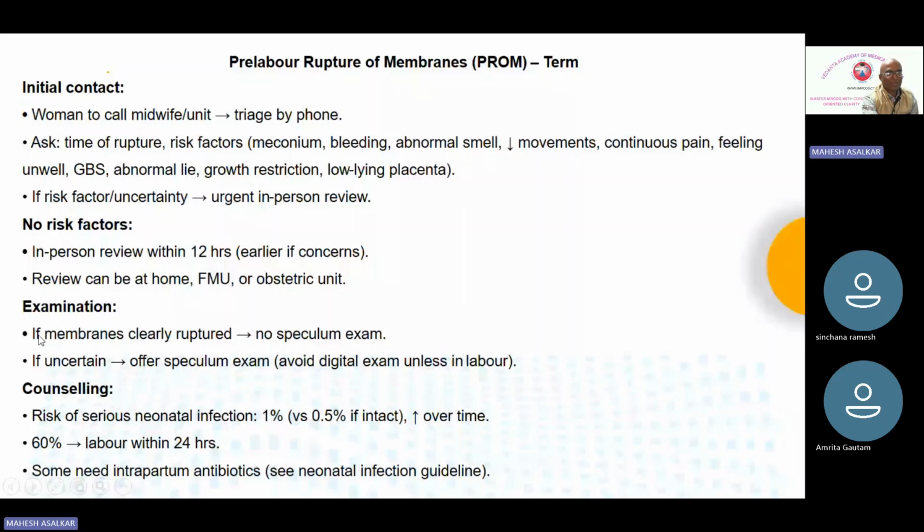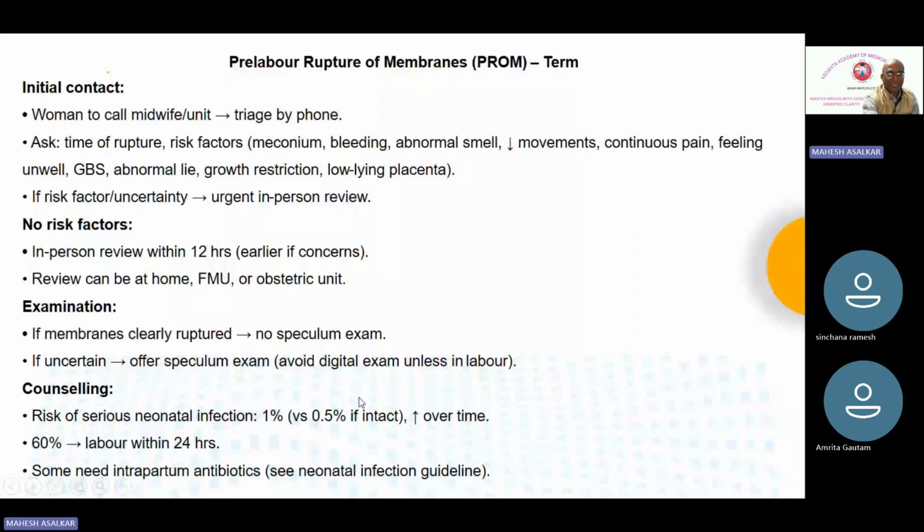Then examination. If there is a clear history and on examination you see that the membranes are ruptured and liquor is there, then no speculum examination is to be performed. If you are not sure about the rupture of the membranes, then you will carry out a speculum examination. Avoid digital examination unless she is in labor. Then counsel her that the risk of serious neonatal infection is 1% versus 0.5% if intact. So these figures may be asked in the examination.